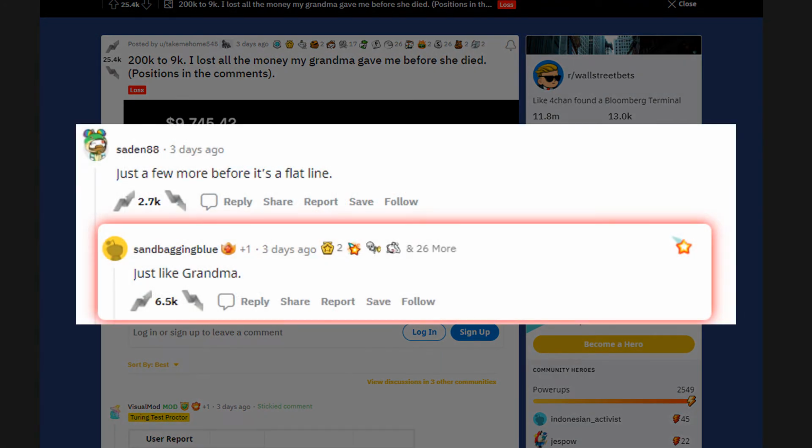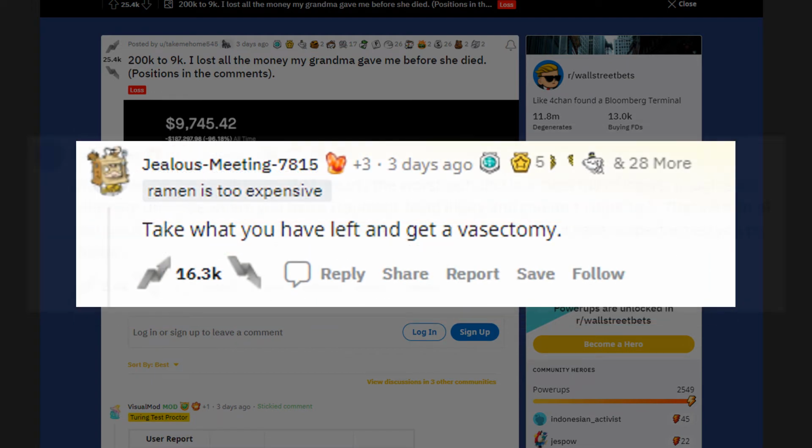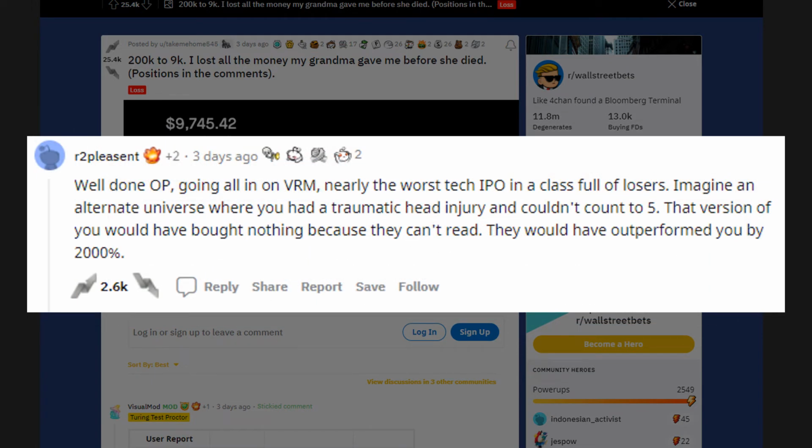Just a few more before it's a flatline. Just like grandma, take what you have left and get a vasectomy. Well done, OP, going all in on VRM. Nearly the worst tech IPO in a class full of losers. Imagine an alternate universe where you had a traumatic head injury and couldn't count to 5. That version of you would have bought nothing because they can't read. They would have outperformed you by 2000%.